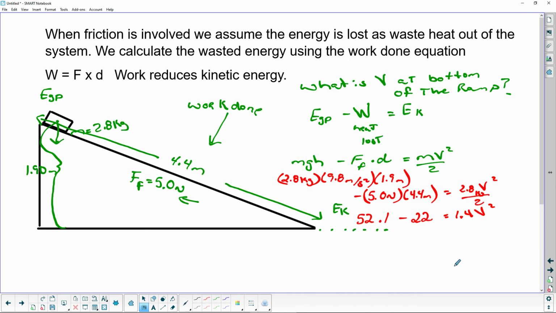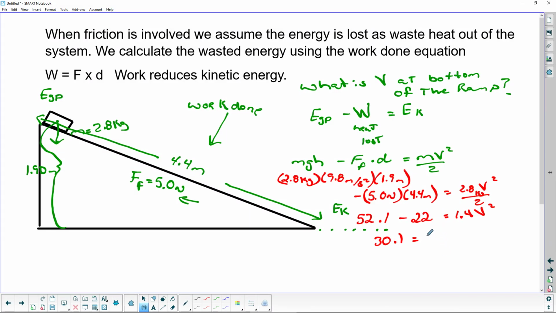All right, so then when we work it out, we got 30.1 on the left side. Now this is joules, but we don't need to worry about units because when we take joules and divide by kilograms, we're going to get meters squared per second squared, and then we're going to get meters per second again, as long as we're using kilograms as our unit here.